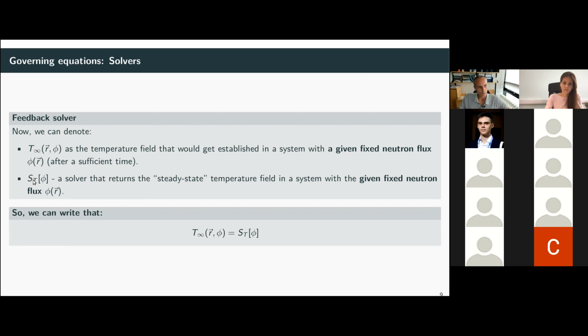And then I'm going to denote the solver for the temperature field by ST. All right. So then I'm going to write a similar equation as I wrote for the flux for the temperature field here. Basically, the steady state field for the certain flux is going to be given by the solver, the thermohydraulic solver, and that is taking the flux as the input.